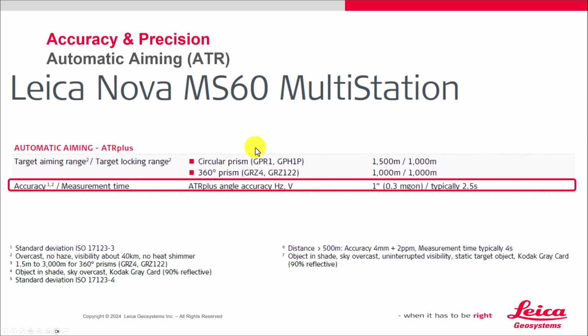Take a look at the MS60 multi-station. So the accuracy of the ATR plus, the automatic target recognition plus methodology, is 1 second. Typically it takes 2.5 seconds to take that measurement, but 1 second.